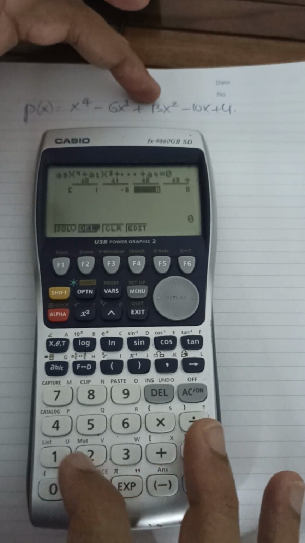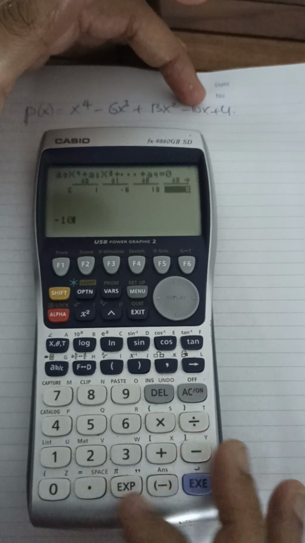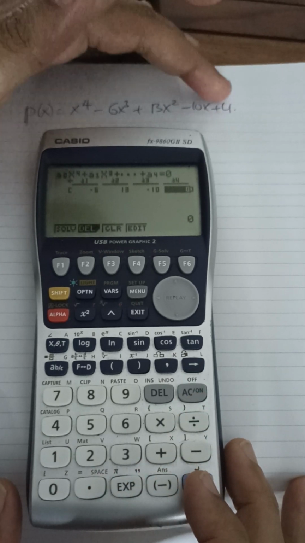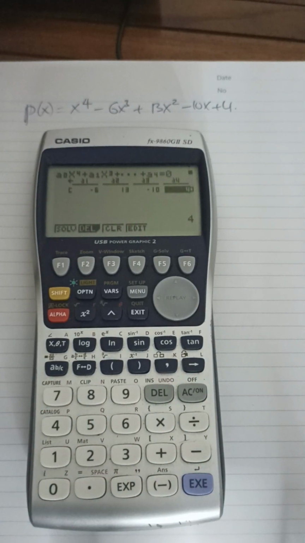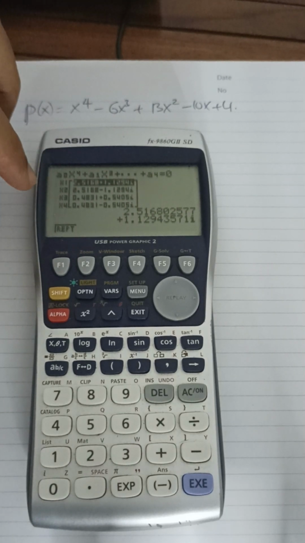The next constant is 13. So you press 13. The next one is minus 10. You input it. And then the last one, A4, is the constant, which is number 4. So number 4, execute. So that gives you, exactly, it solves the equation for you once you press execute. And it gives you the 4 different answers.